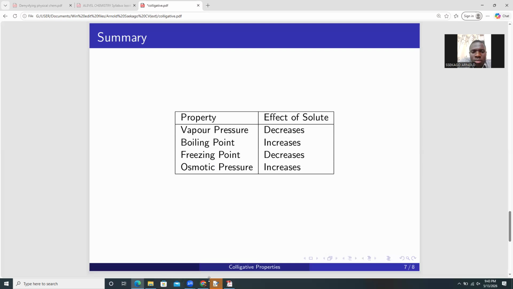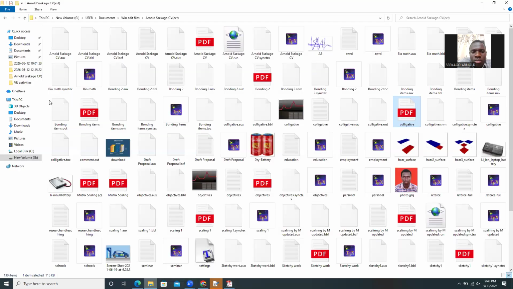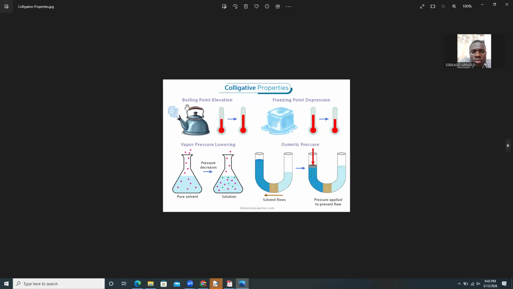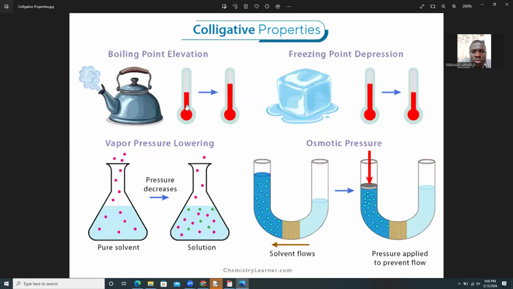And similarly, I have another illustration here. Initially, we are looking at the effect of adding a solute onto a solvent. Now let us start with boiling point elevation. Hope you can see where my cursor is for boiling point elevation. Initially, we have this case, where the solvent is alone.